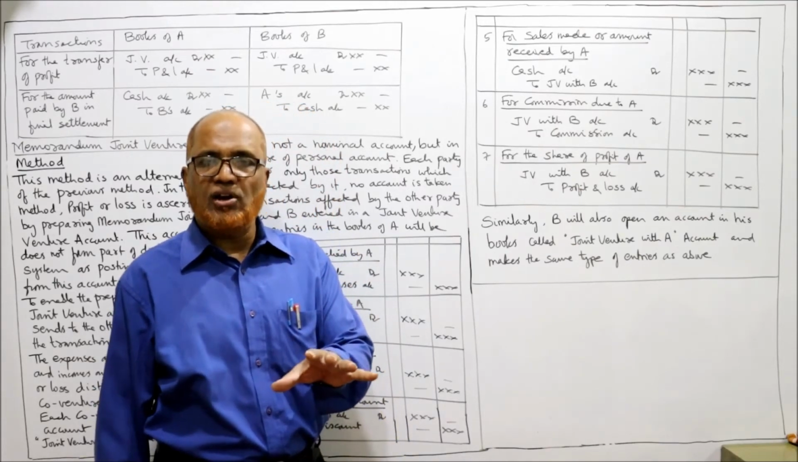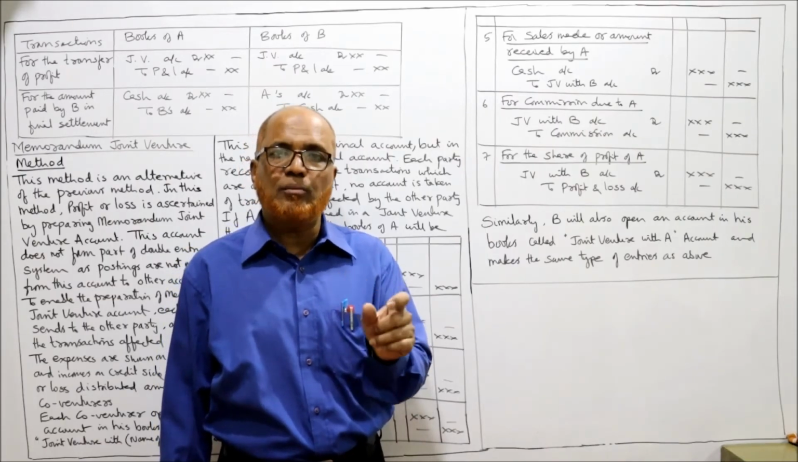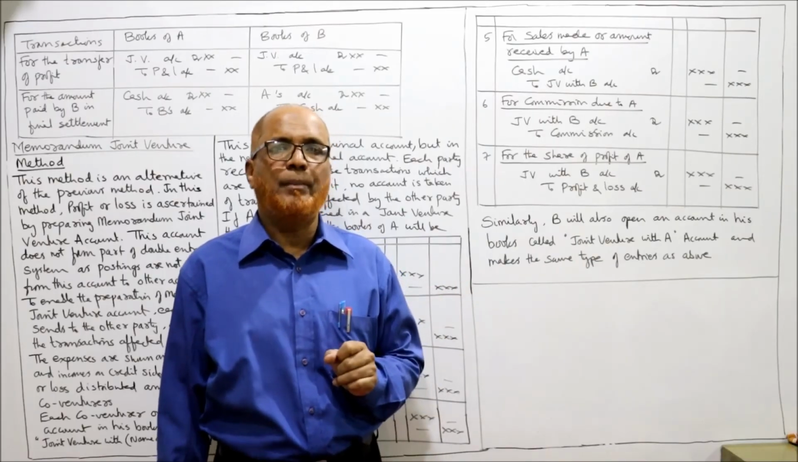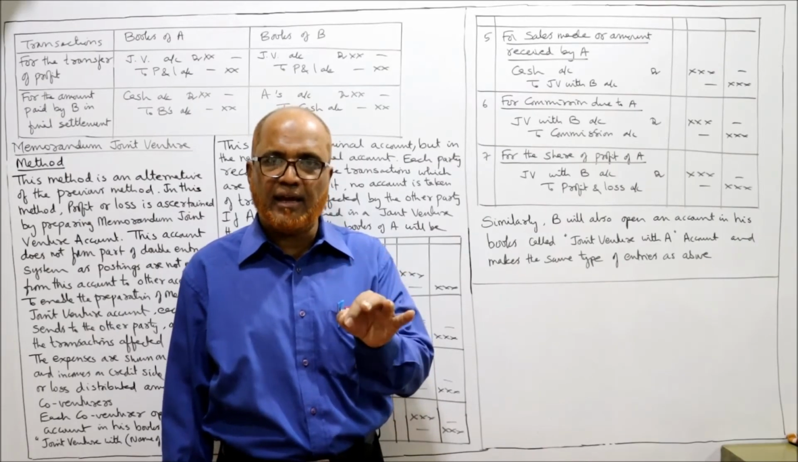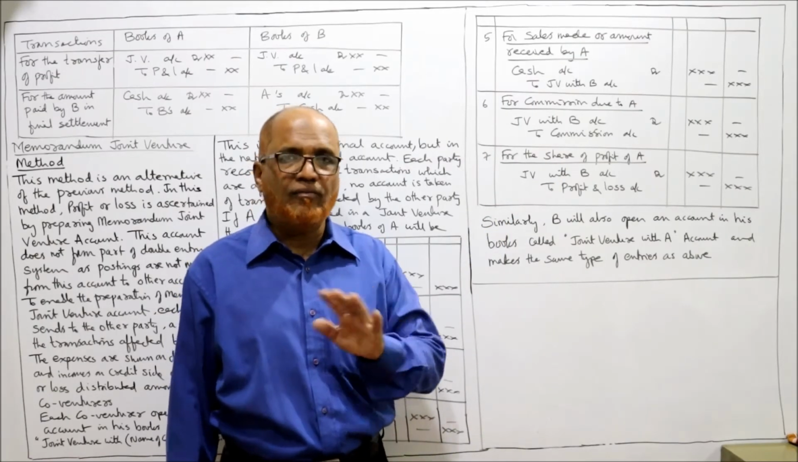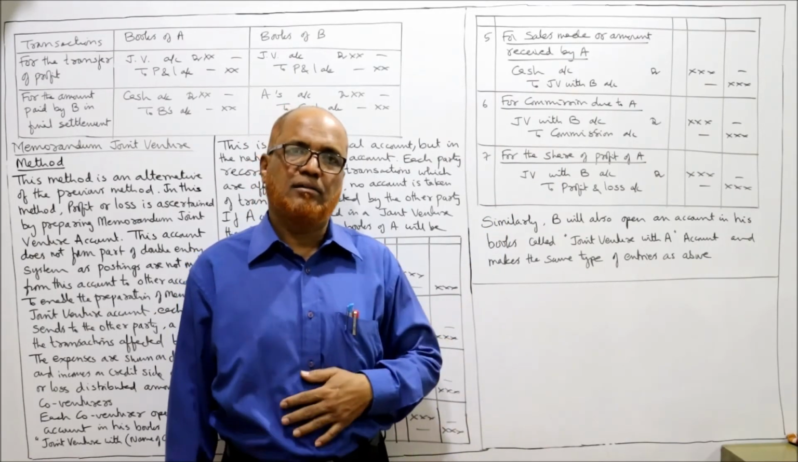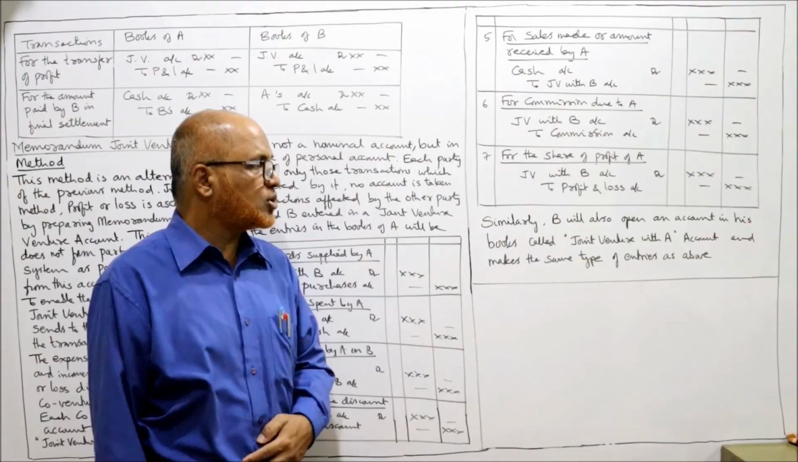So these are the journal entries that will be passed in the books of A if memorandum joint venture account is maintained. Only those transactions which are affected by A, that only will be recorded. The transactions which are affected by B will not be recorded by A. Right? So similarly, B will also open an account in his books.